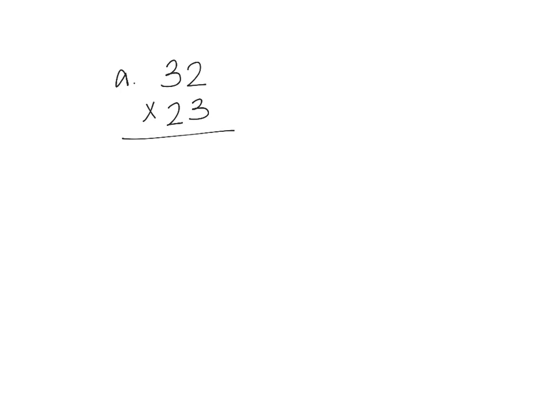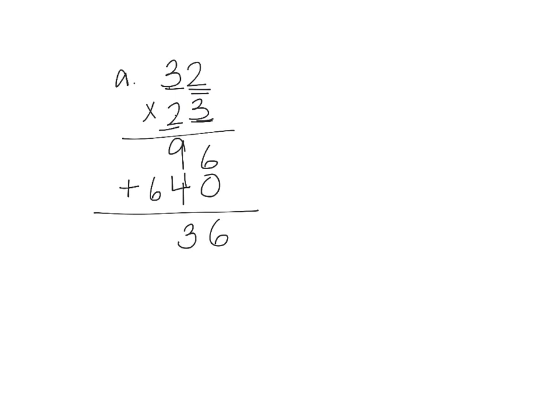And we'll go 3 times 2 is 6. 3 times 3 is 9. Place filler. 2 times 2 is 4. 2 times 3 is 6. Adding those up, 6 plus 0 is 6. 9 plus 4 is 13. Carry my 1. 1 plus 6 is 7. Let's go to B. 23 times 32.